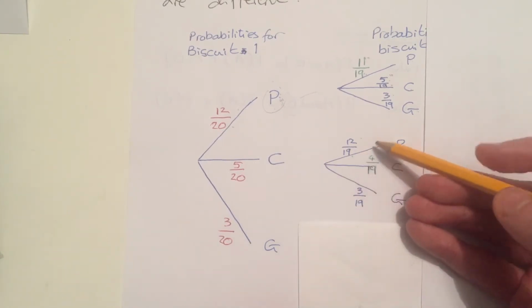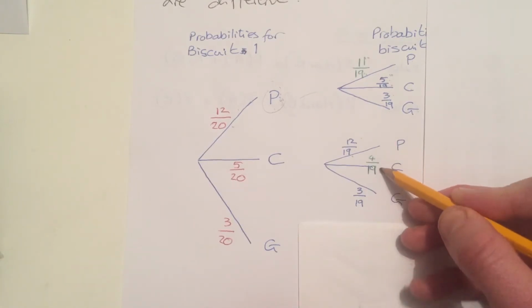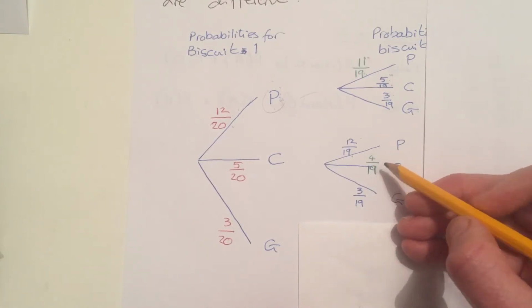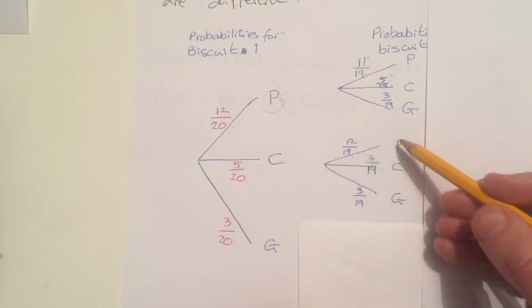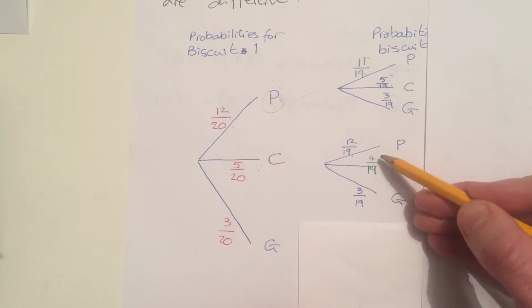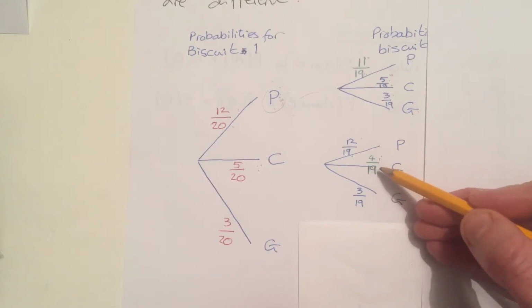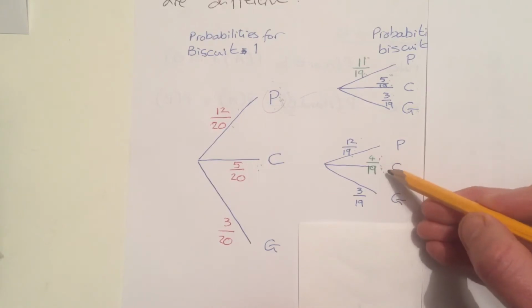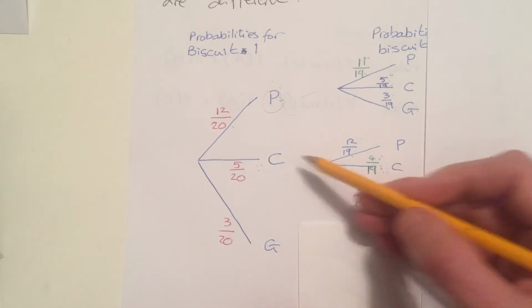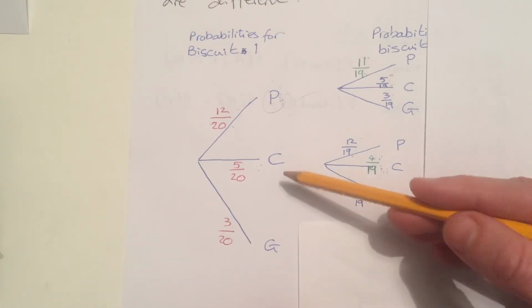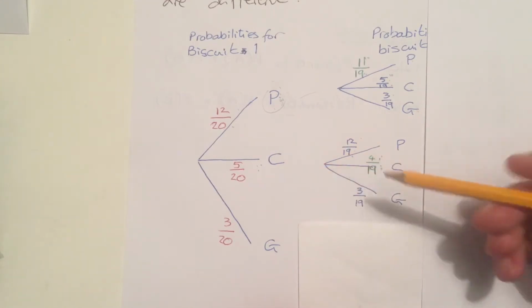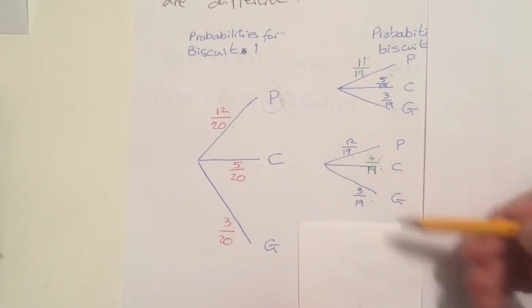The probability of the second biscuit being chocolate, well, like before, there was 5 at the beginning, but I took one of them out, so there's only 4 left now. So there's 4 chocolate left out of 19 in total. So that's the probability of taking a chocolate biscuit out as the second biscuit if I took a chocolate the first time. Ginger, there was 3 to begin with. I didn't touch them, I only took a chocolate out, so there's still 3 left and there's 19 left in total.